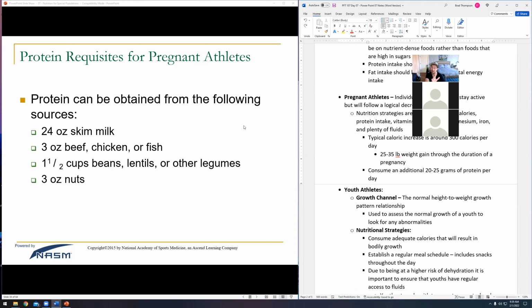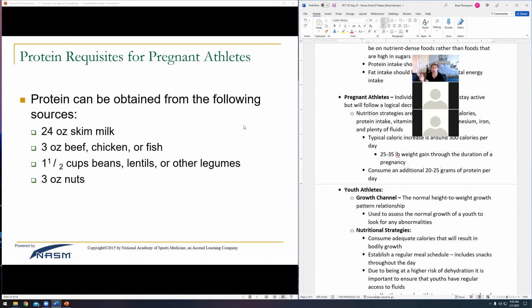So obviously we're going to see milk in here. My take on milk is probably not as important, but 24 ounces of skim milk is a good source of protein. That'd be plenty. That would be like 16 grams, I think. 3 ounces of beef, chicken, or fish is really good. That's going to be like 20-30 grams.